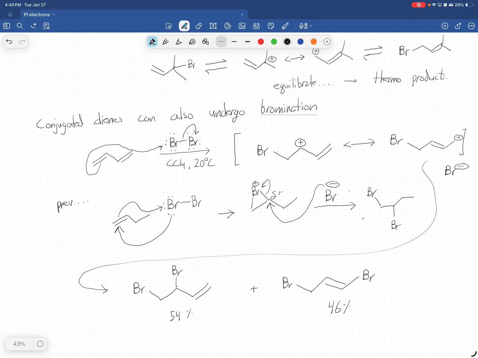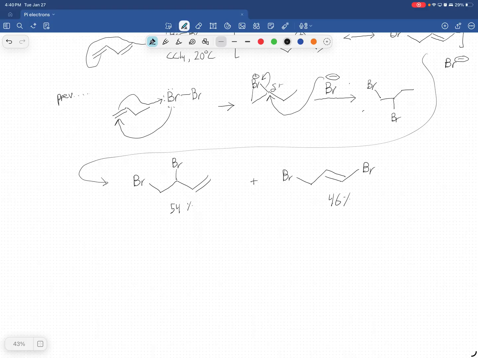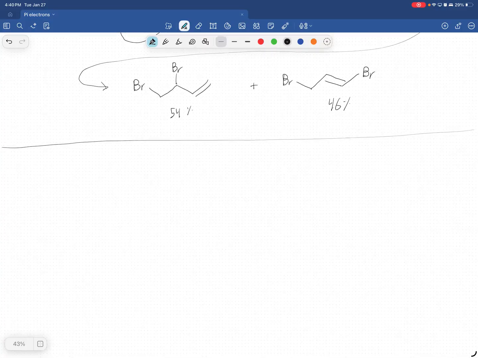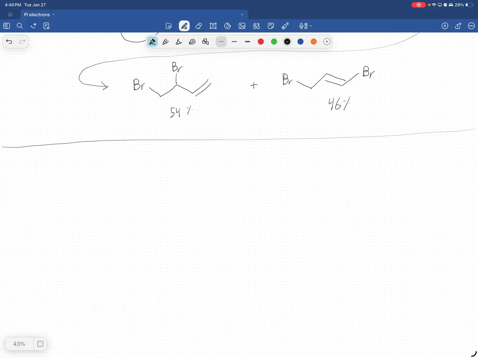Are there any questions? No? All right, so now we're getting to the cool stuff. I know that was pretty cool, but this is even cooler. We're going to talk about one of the most famous reactions in all of organic chemistry. It's called Diels-Alder.